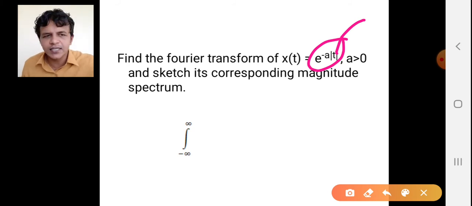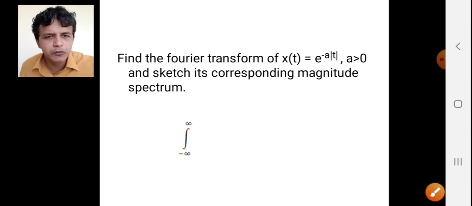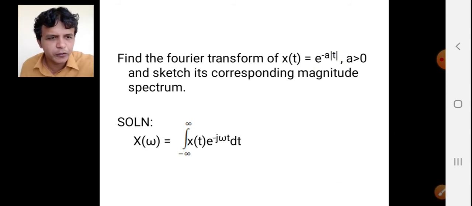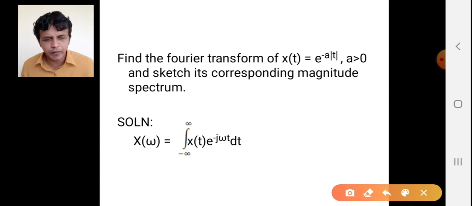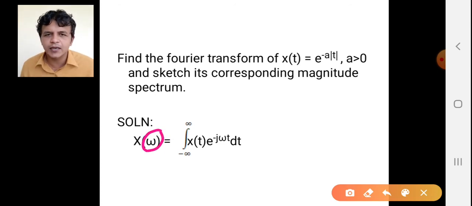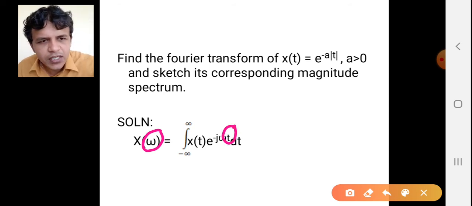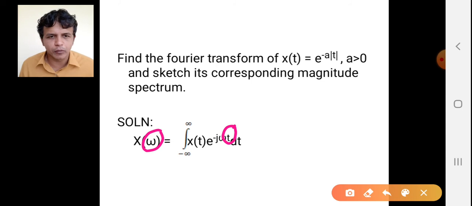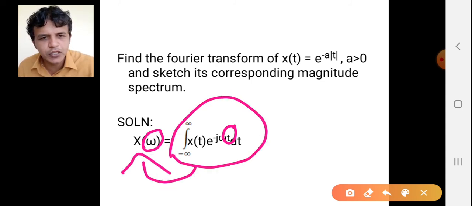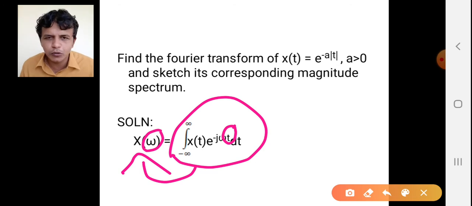There is a signal given, we need to apply the Fourier transform to it, and the formula we use here is X(omega) = integral from minus infinity to infinity of x(t) e^(-j omega t) dt. Here omega is the notation of angular frequency, and t is the notation of time domain. So the time domain signal is converted into a frequency domain signal. That is what we are going to do ultimately.